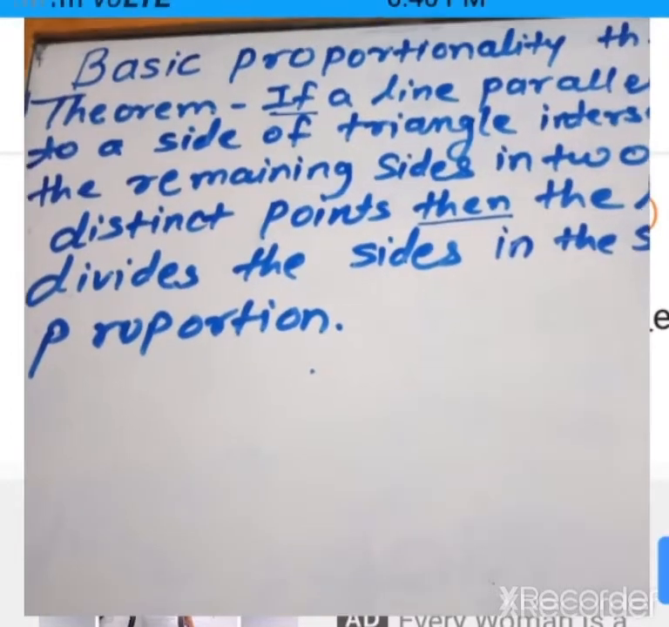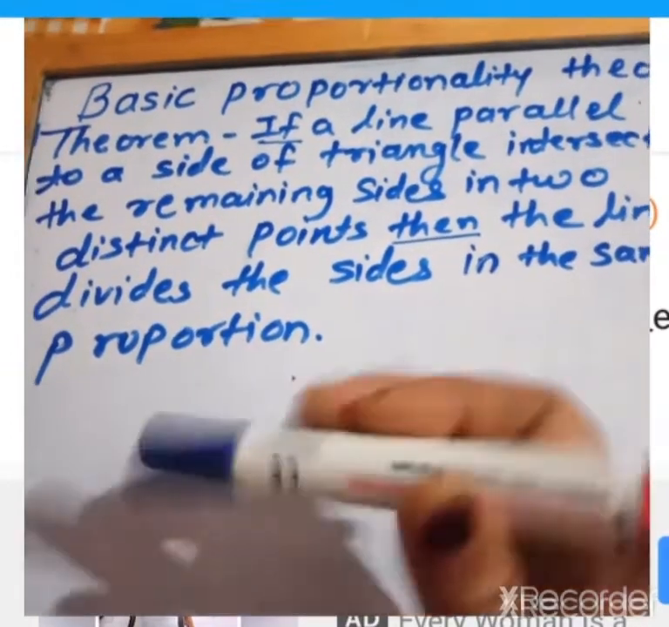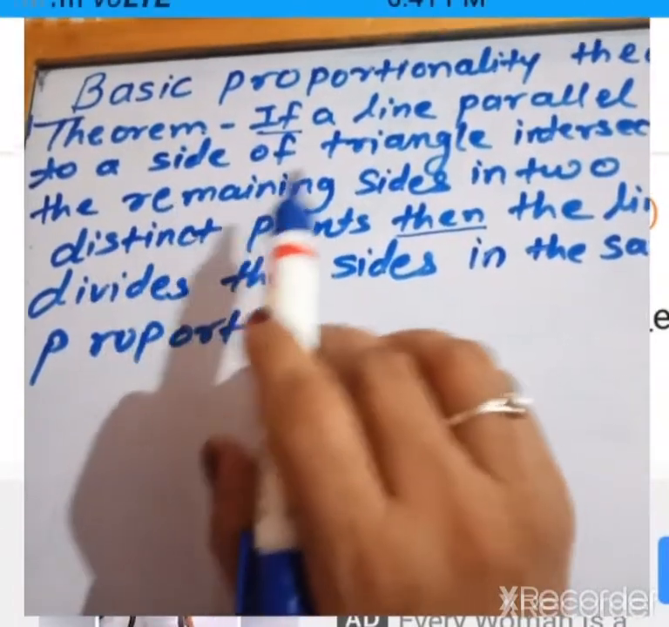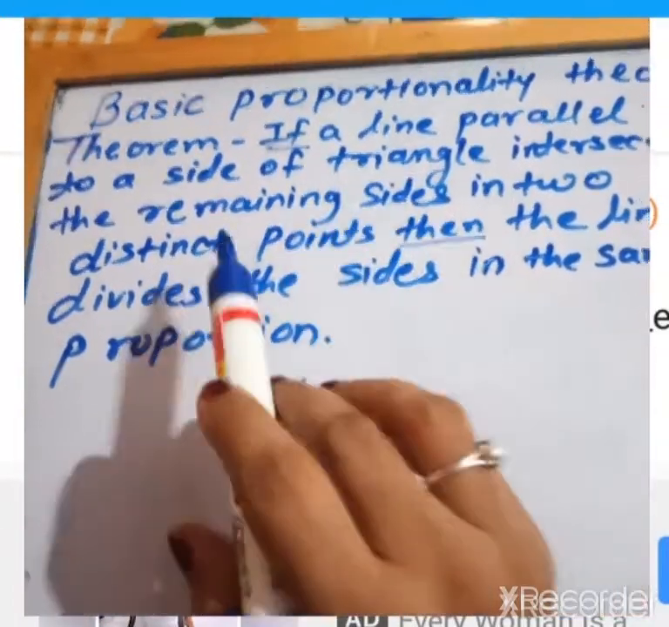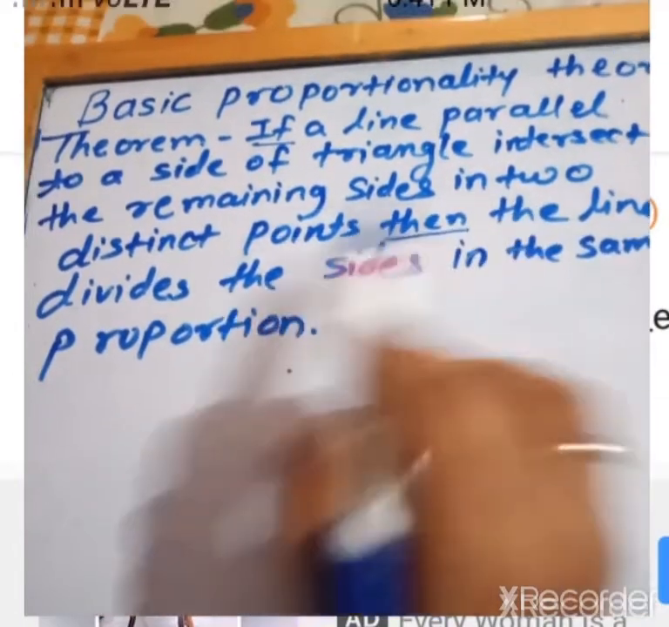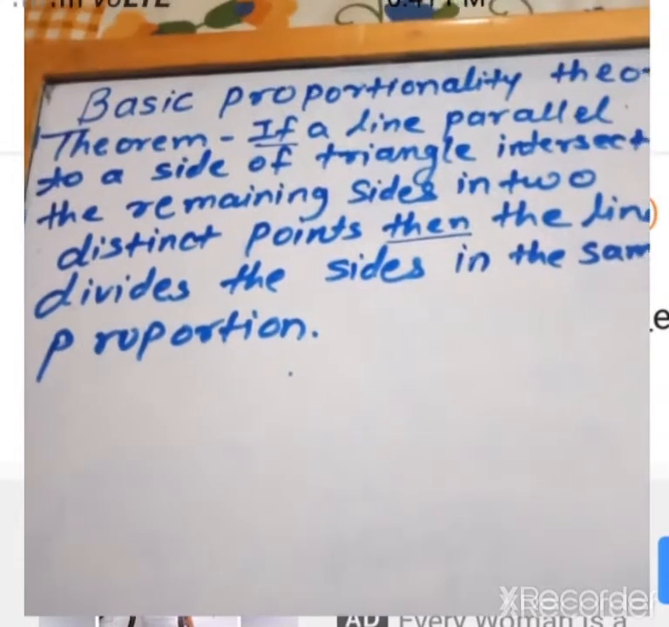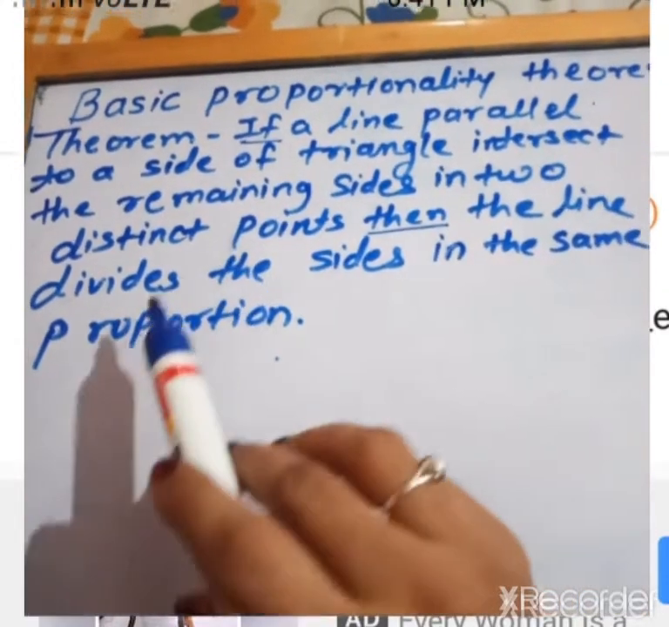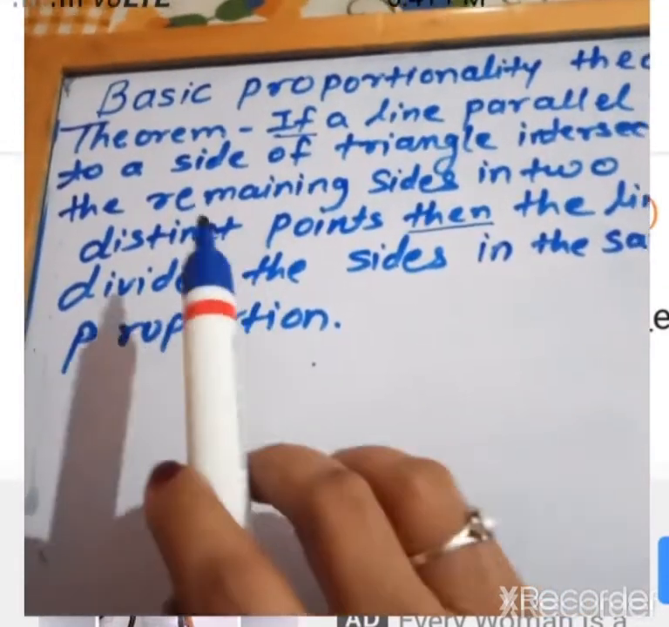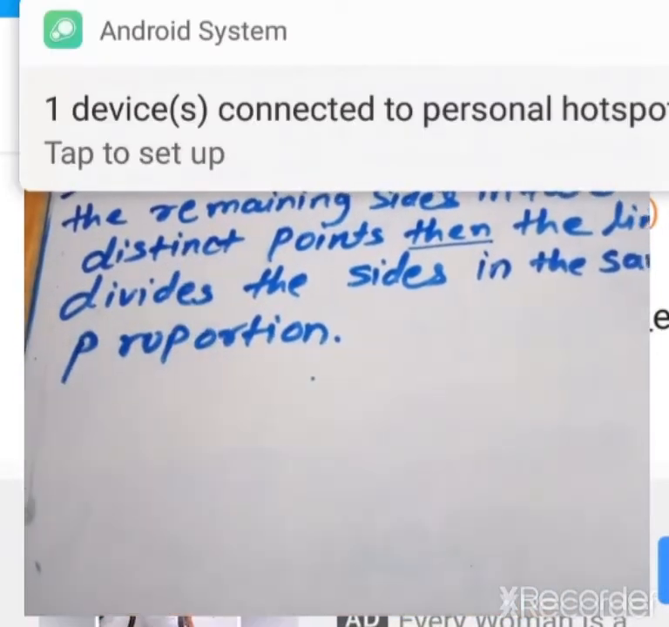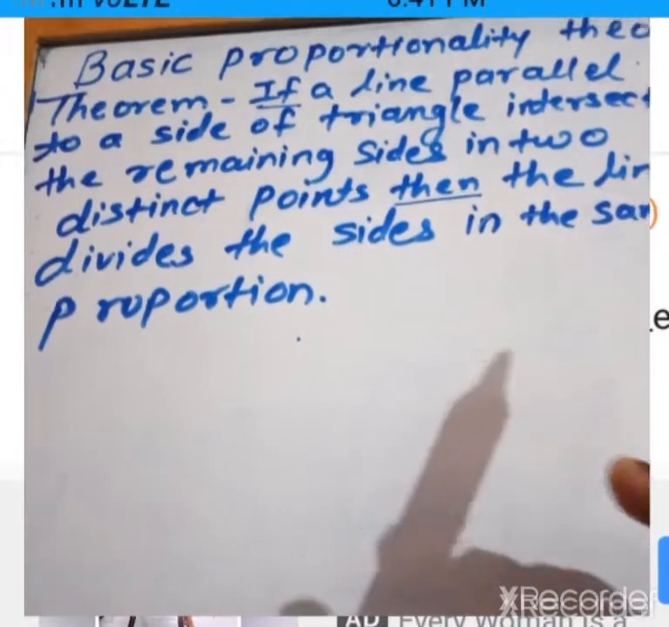See the theorem, basic proportionality theorem. The theorem sentence is: if a line parallel to a side of a triangle intersects the remaining sides in two distinct points, then the line divides the sides in the same proportion. From this sentence we have to write the given, to prove, and the figure.